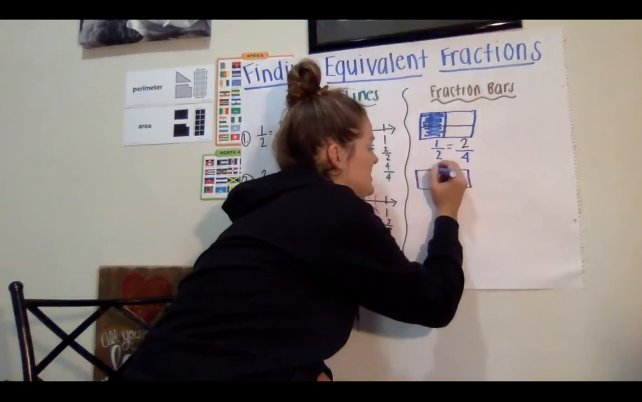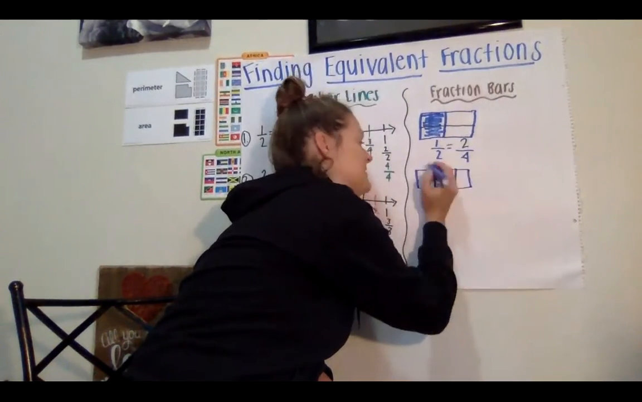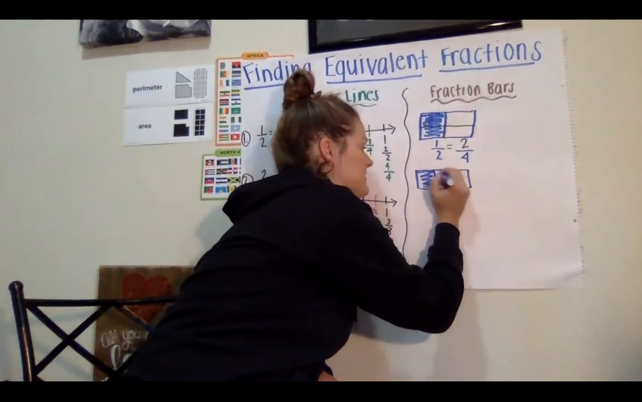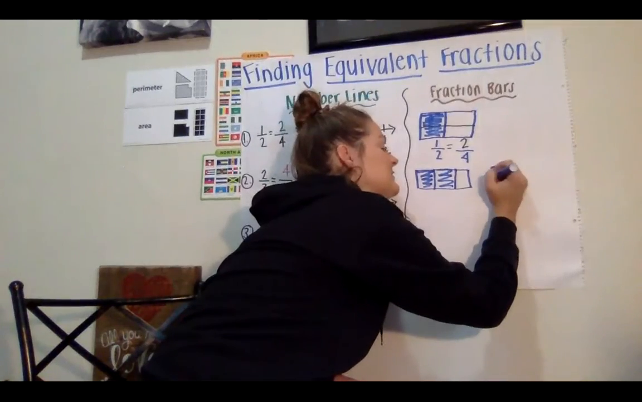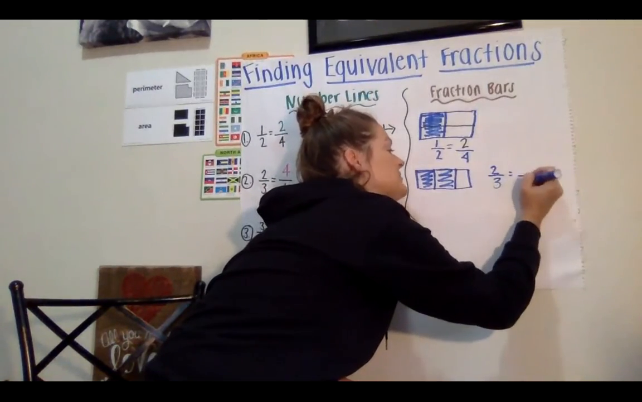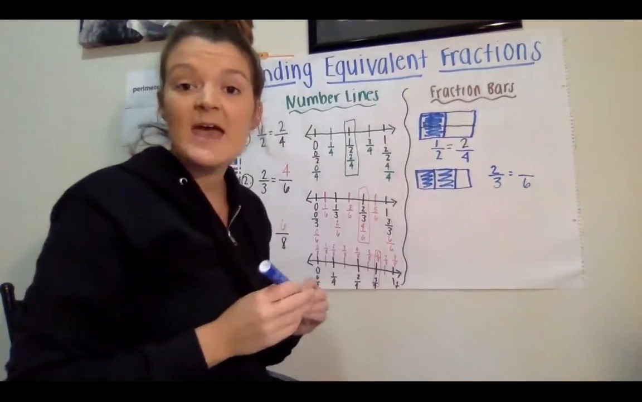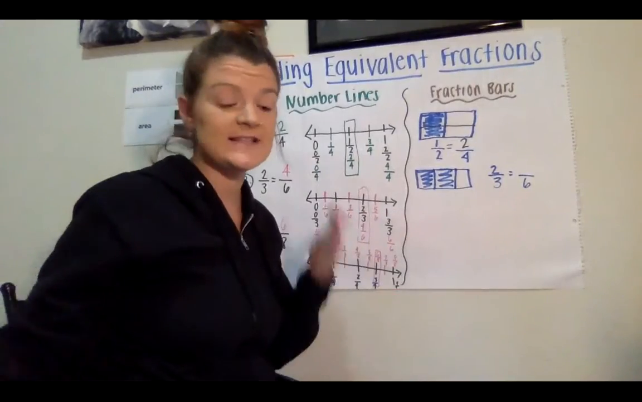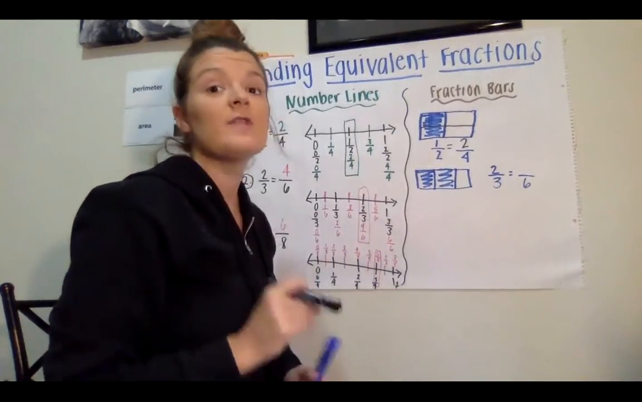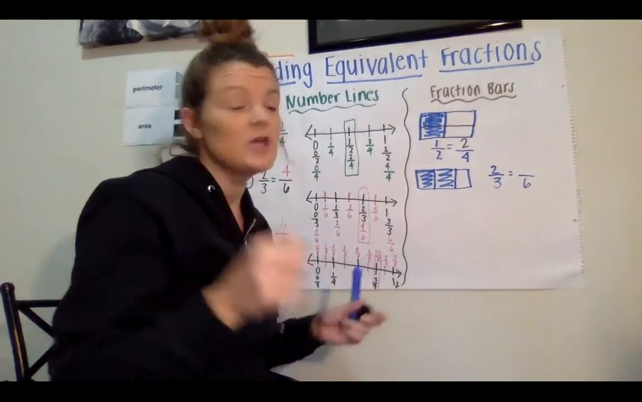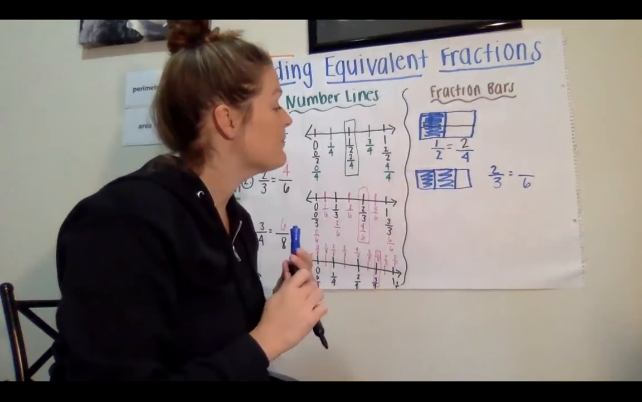And I'm going to partition it into thirds. And I'm going to shade 2/3. 2/3 is equal to blank over 6. And what do we know about thirds and sixths? We know that 6 is 3 doubled. So I basically need to double my number of parts.